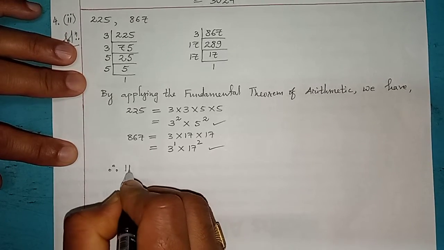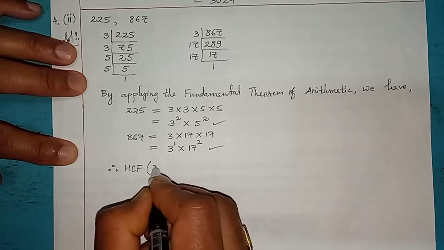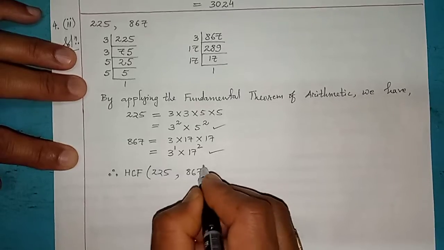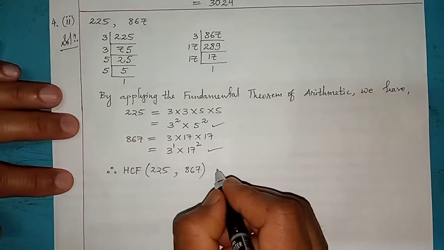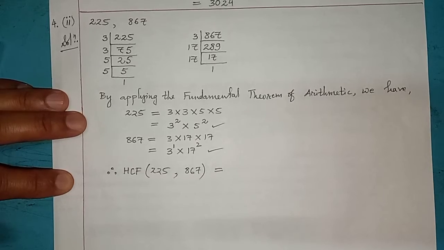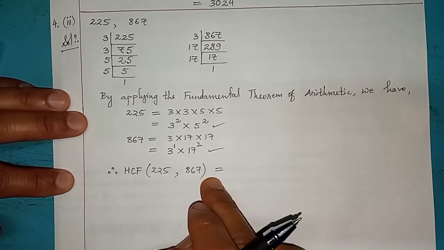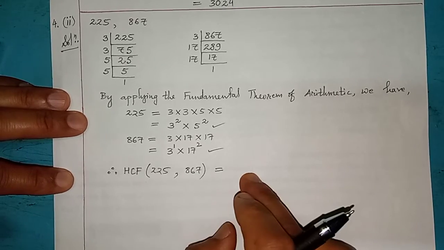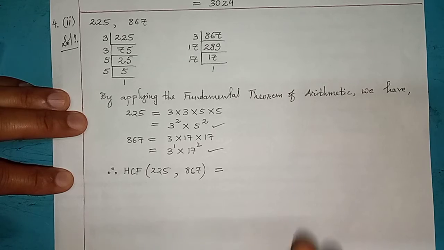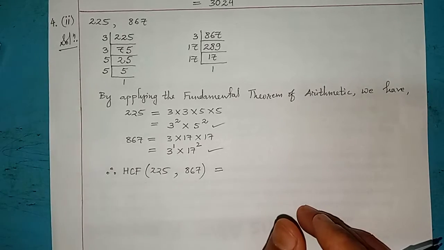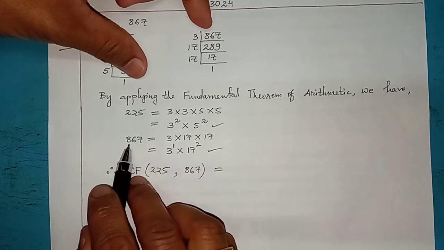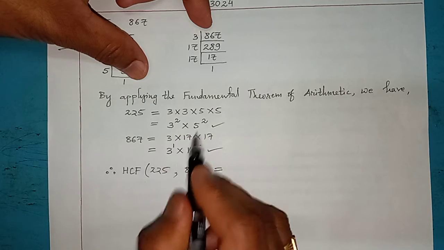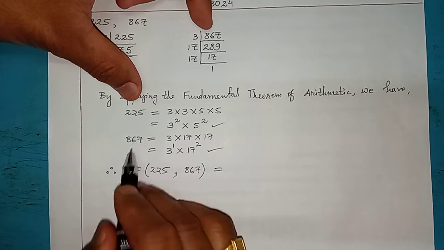First the HCF. Therefore HCF of 225 and 867 is equal to, remember how to find HCF? I told you in question number 1 also, I have solved. To find HCF, let me tell you once again, HCF is the product of all the common prime factors with the lowest power. It means we should take only the common prime factors, and also with the lowest power. So if you look at the prime factorization of 225 and 867, can you see, students, which is the common prime factor here? Common, same, which is present in 225 and 867 also.